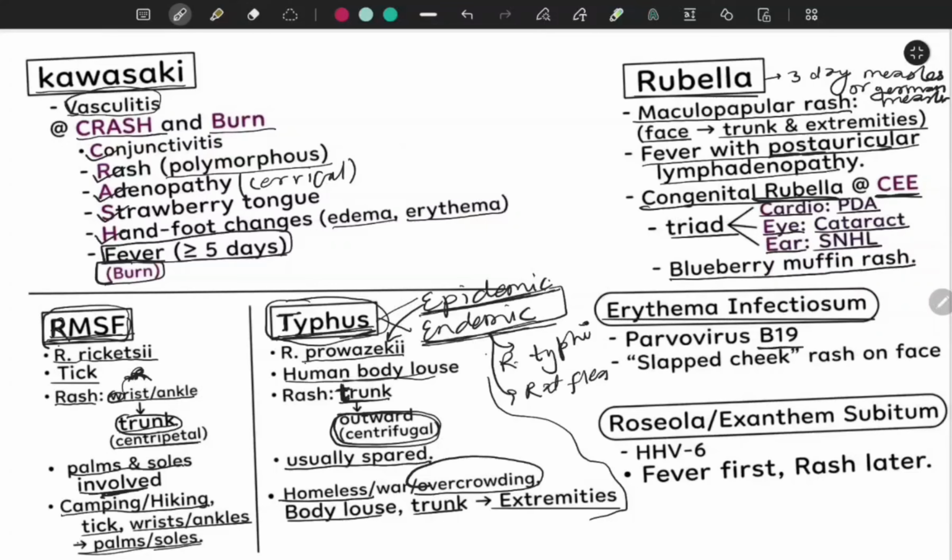Erythema infectiosum. It is caused by parvovirus B19. And the rash is described as slap cheek rash on face. This is very high yield.